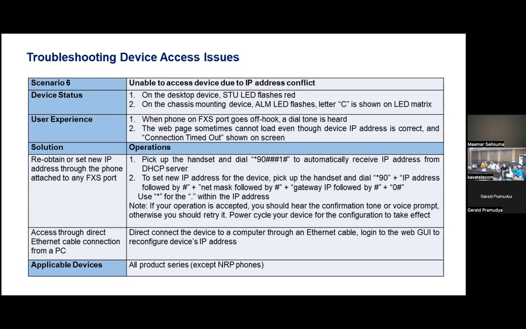So pick up the handset and dial asterisk 90 pound pound 1 to automatically receive the IP address from the DHCP server, or set the static IP address by using the asterisk 90 code, then input the network parameters: IP address followed by the number sign, net mask followed by the number sign, gateway IP followed by the number sign, plus the 0 number sign. Doing so will help reset the device's IP address.